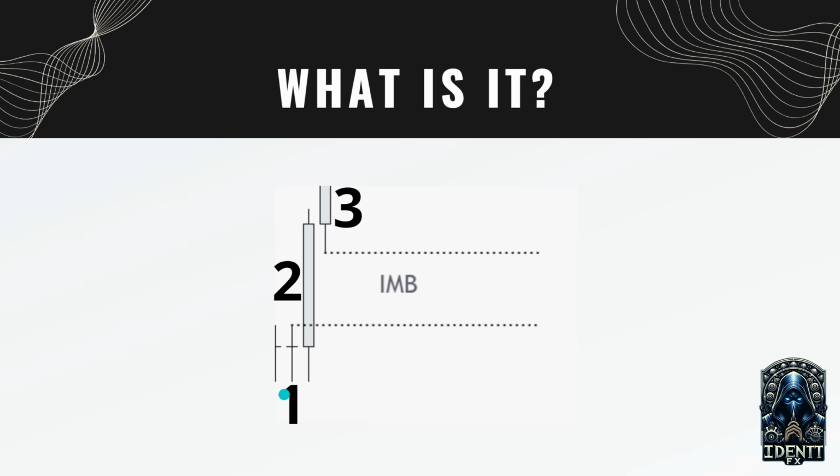We have candle number one, which is just a candle that goes right before the imbalance candle. We have candle number two, which will in essence form the imbalance once it's confirmed. And then we have candle number three. And once that one closes, we have a confirmed area of imbalance.